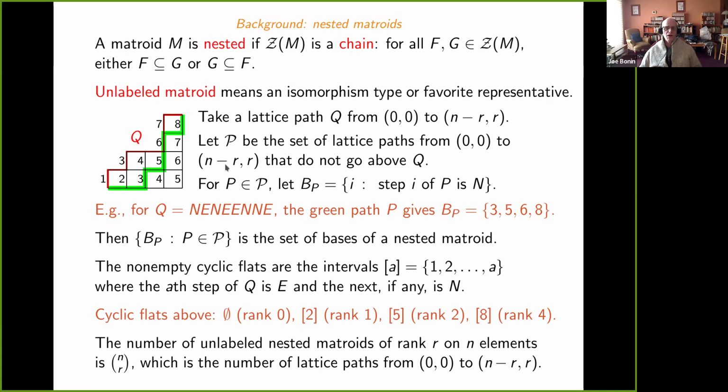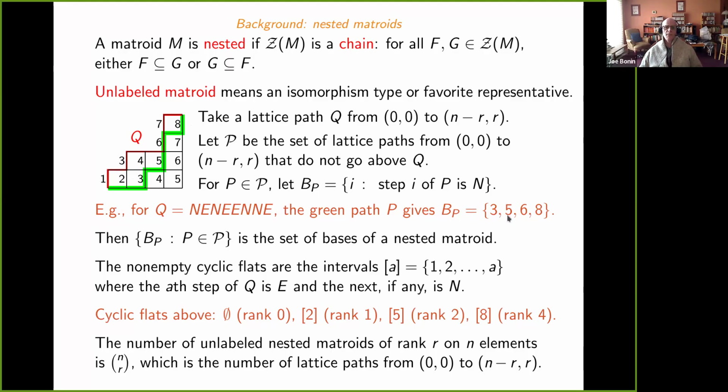Looking at unlabeled nested matroids is going to be very useful. A way to get a nice representative for a nested matroid is to take a lattice path going from (0,0) to (n minus r, r), where n is the number of points and r is the rank. All of these paths consist of n steps, r of them north. Then you look at paths that stay on or below a bounding path, the red path. A path that doesn't go above it would be Q, for instance. With such a path Q, you can simply look at where the north steps occur. In this case, it would be 3, 5, 6, and 8.